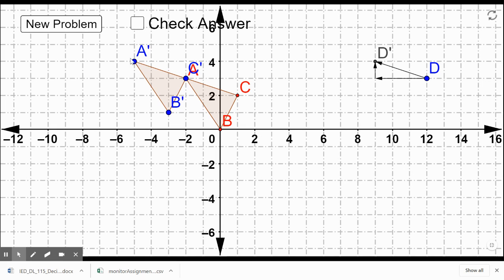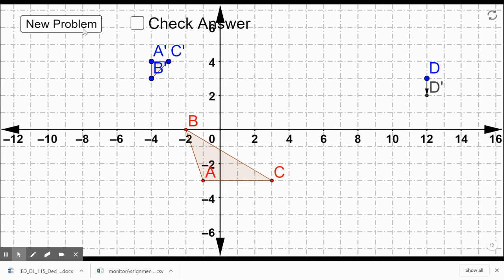Before I do that, I'm going to go ahead and write down the coordinates of A. So A is at the point -5, 4. B is at the point -3, 1. And C is at the point -2, 3. I'm going to write that down on my sheet and hit new problem and move on.